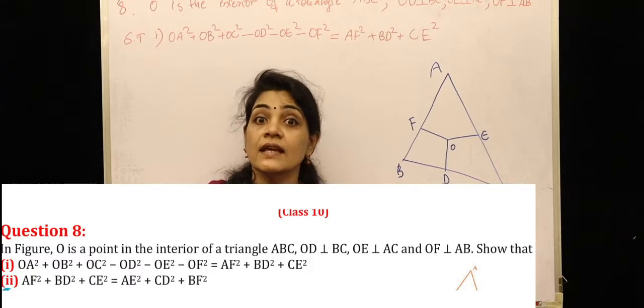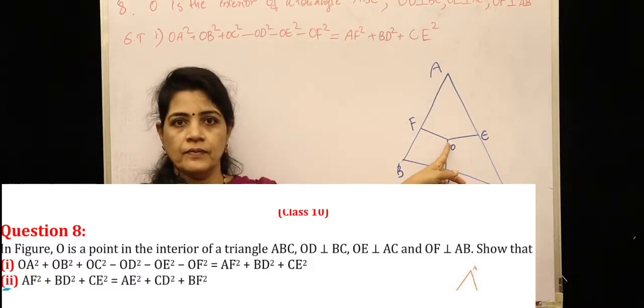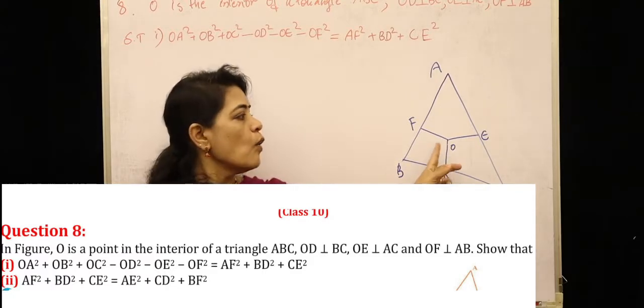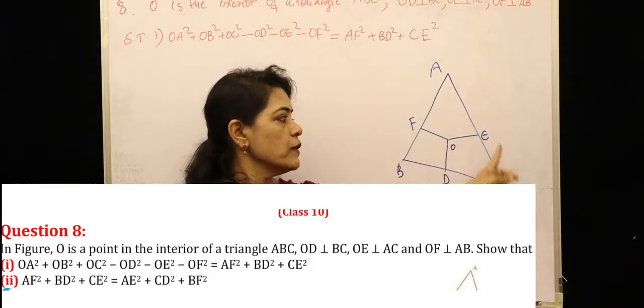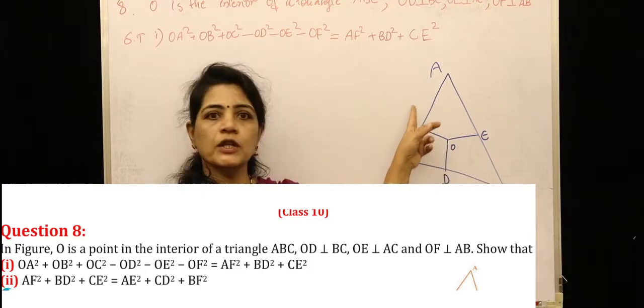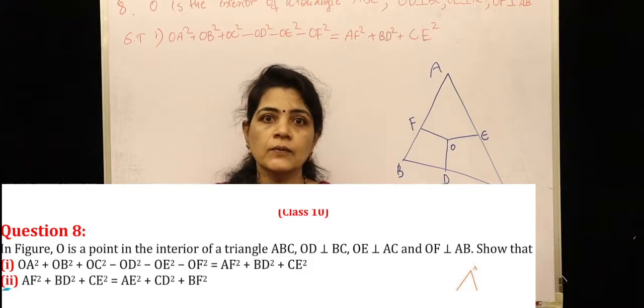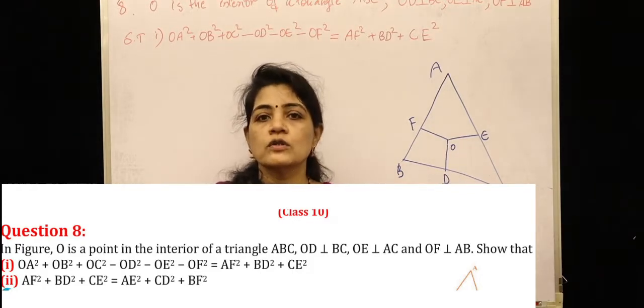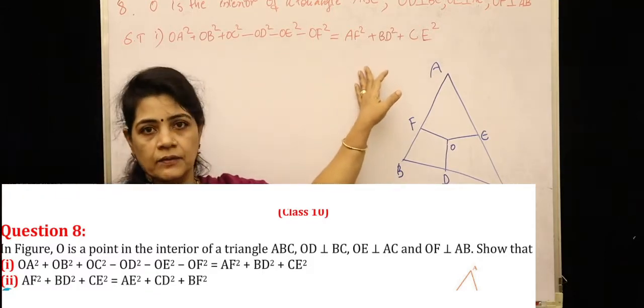Here O is the interior point of triangle ABC such that OD is perpendicular to BC, OE is perpendicular to AC and OF is perpendicular to AB. We have to prove 2 results. So first we are going to solve the first one. We have to prove this big result.